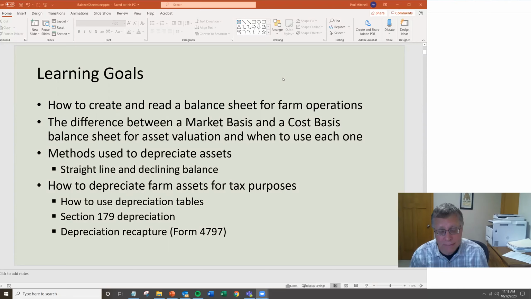Then next, we'll focus heavily on depreciation for the rest of this lecture series. The two main types are straight line and declining balance. To use these to depreciate assets, to understand the mathematics, the formulas, if you will, how to do each kind of depreciation. And then we'll move into some very specific ones for tax purposes, how to use the depreciation tables and tax supporting documents for farms with the farm focus. And then Section 179 depreciation, which is commonly used in agriculture. And then talk briefly about depreciation recapture in Form 4797.